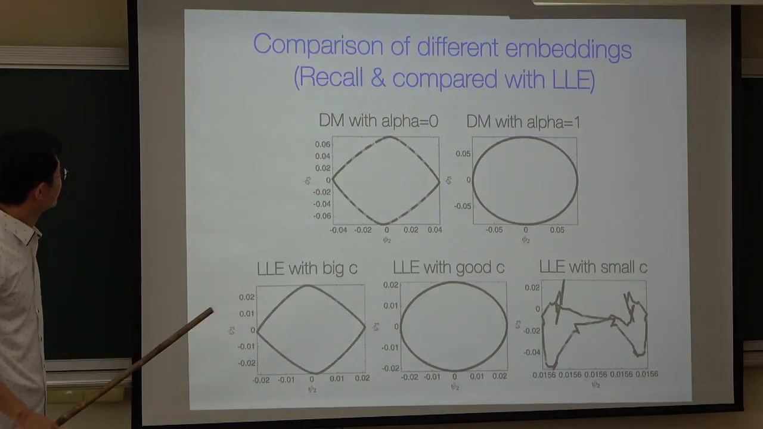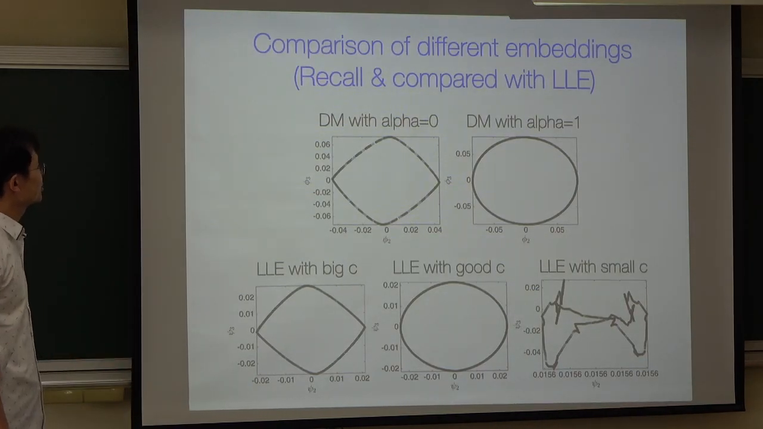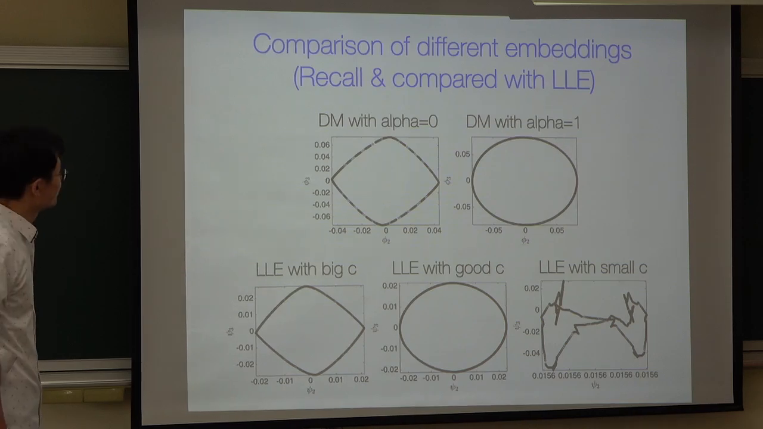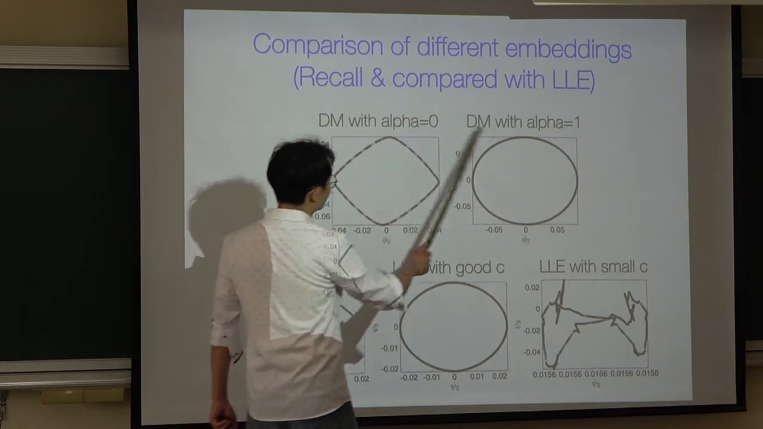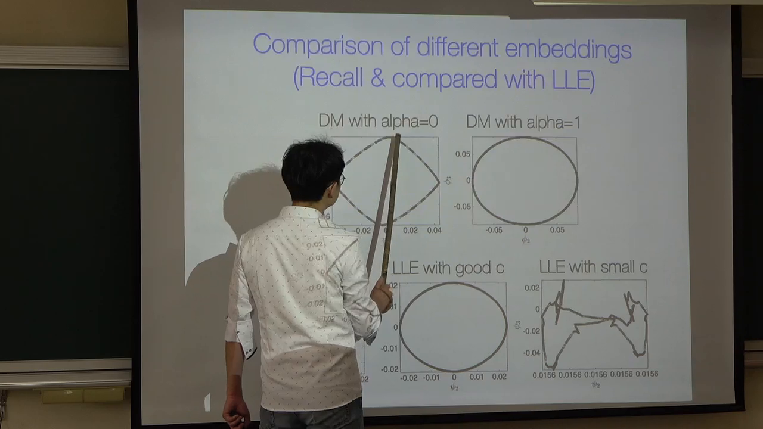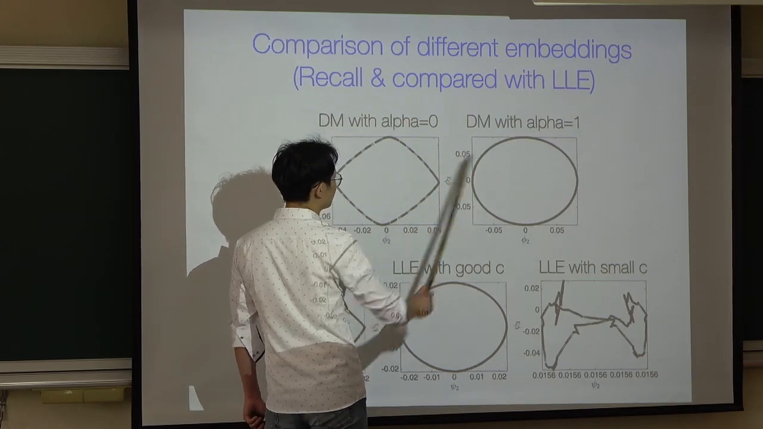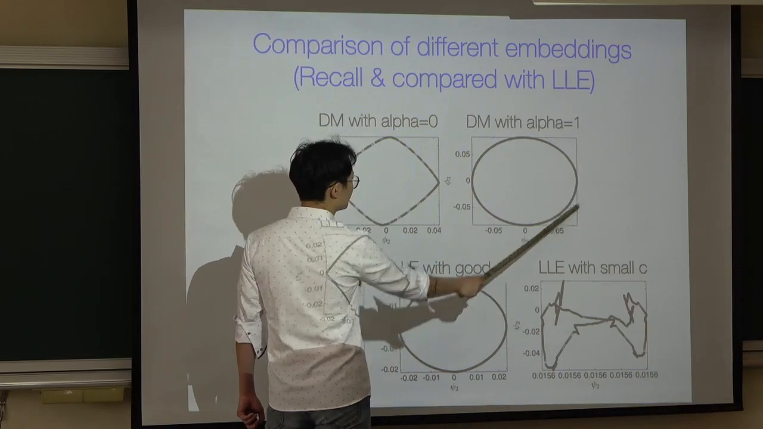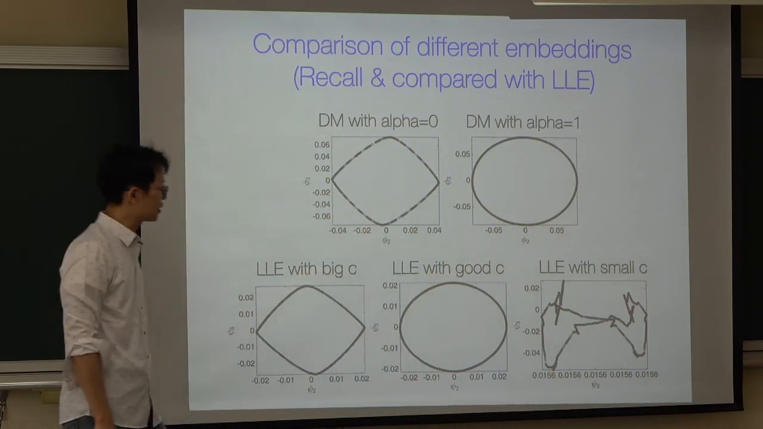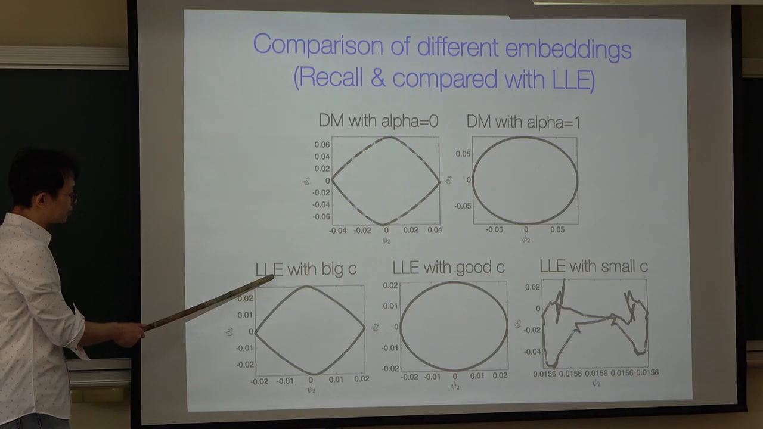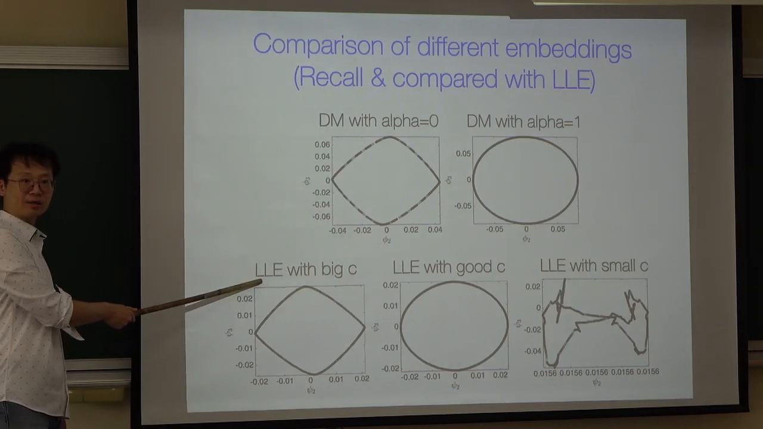Okay, very good. So you can see some comparisons with other embeddings. For example, if you don't use alpha is 1, you use alpha is 0, then the non-uniform sampling comes into play. But if your alpha is 1, then the non-uniformity disappears, and you get S1 back. And that is LLE, which we discussed in the other lectures.